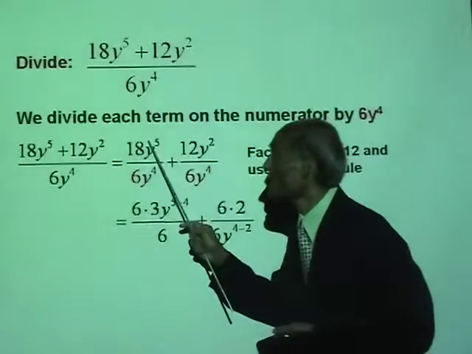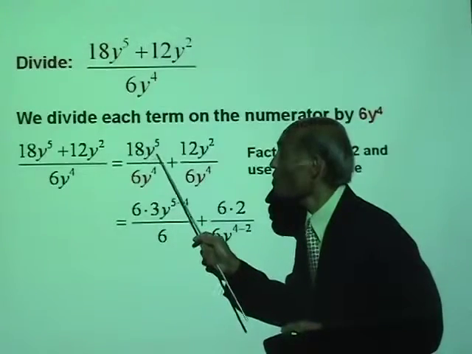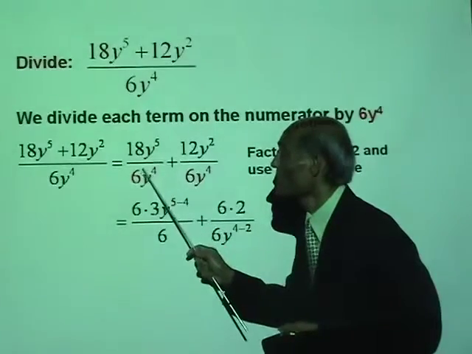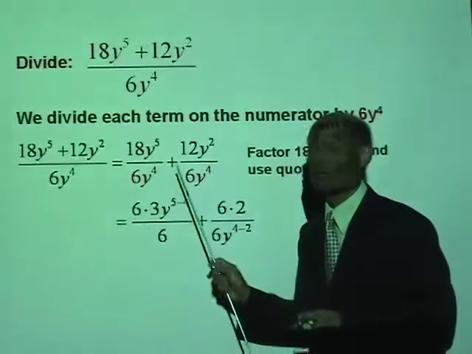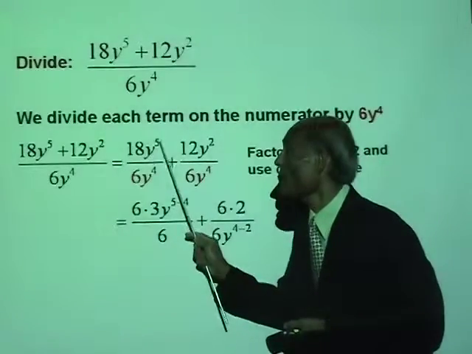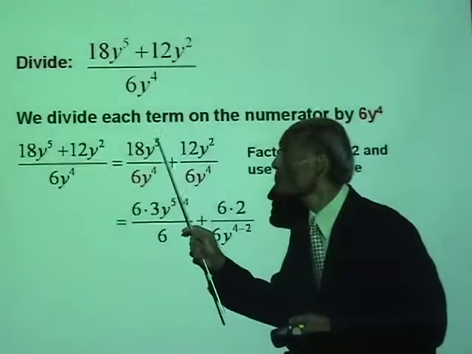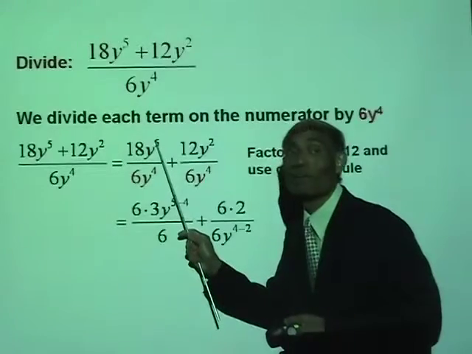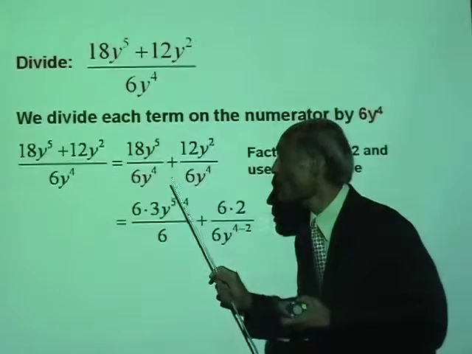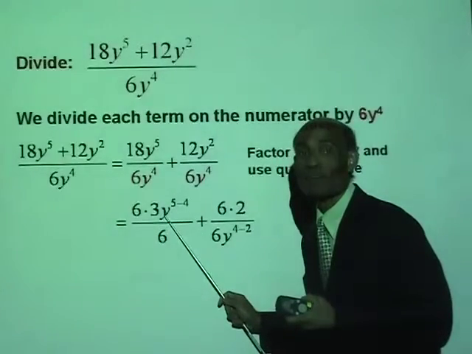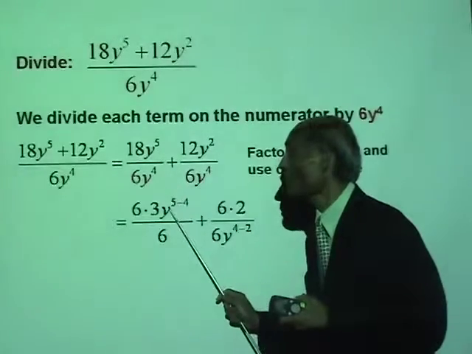Now watch here. For the variables y, the numerator is y to the power of 5, the denominator is y to the power of 4. Now what is y to the power of 5 divided by y to the power of 4? The numerator power is greater. Therefore, the result will stay on the numerator. Look here. That will be y to the power of 5 minus 4.